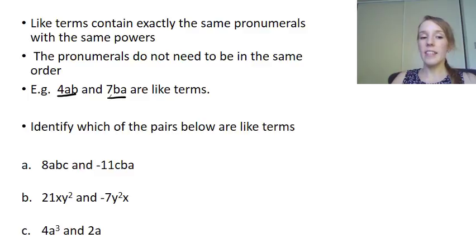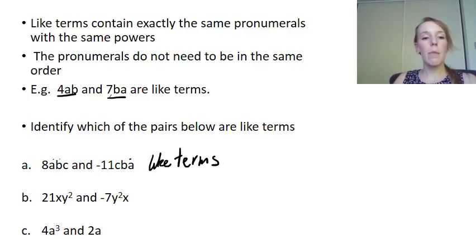A says 8abc and -11cba. Do they have the same pronumerals? Both of them have an a, both of them have a b, both of them have a c, with the same powers. Yes, so they are like terms. We'll write that next to them, like terms.